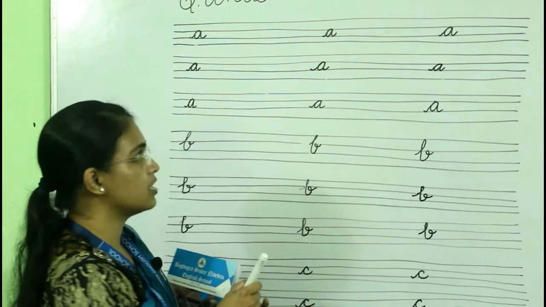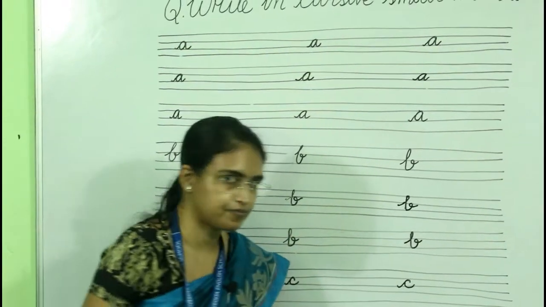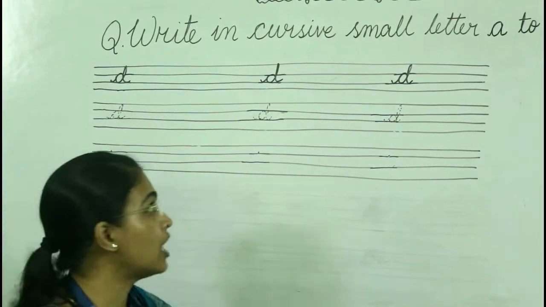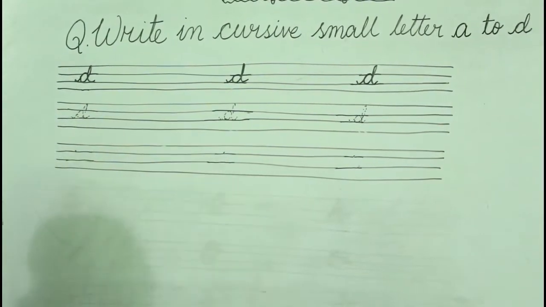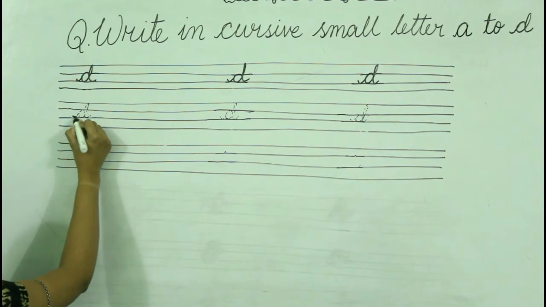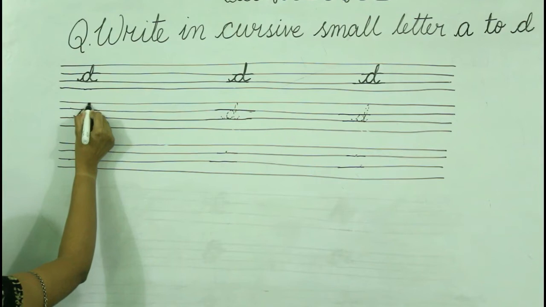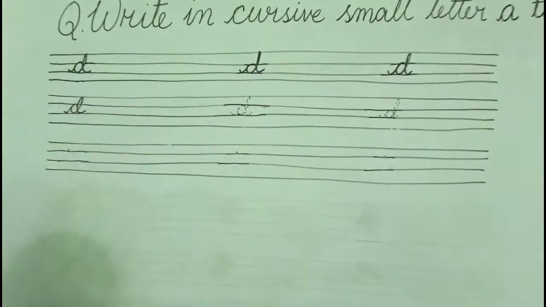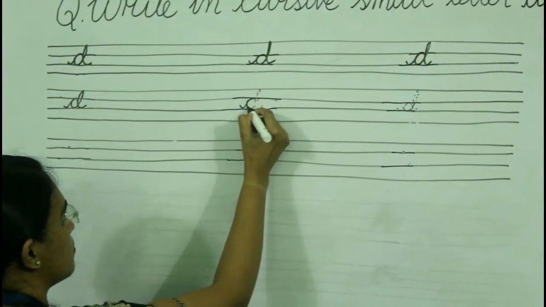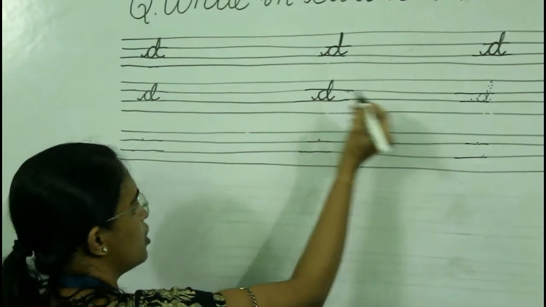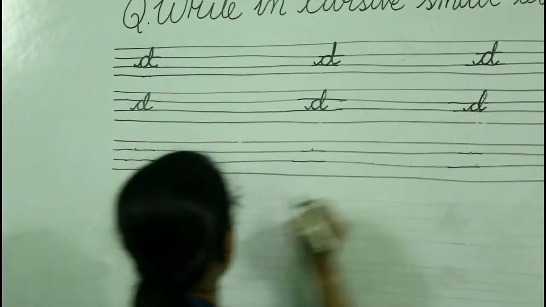Now we will write cursive small letter D, okay? So how you will write cursive small letter D? Start from here, draw a curved line like this, then go up, make another curved line like this. This is cursive small letter D. Which letter is this? Cursive small letter D.